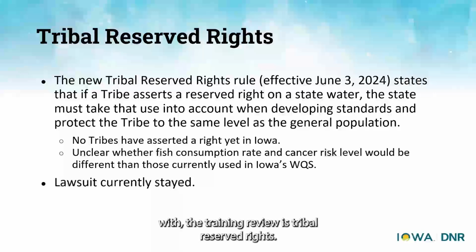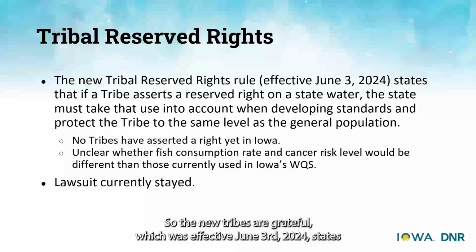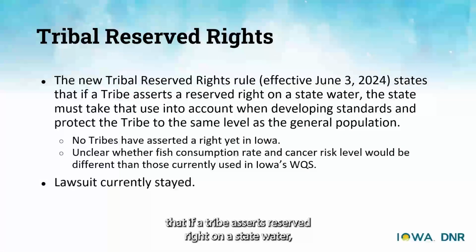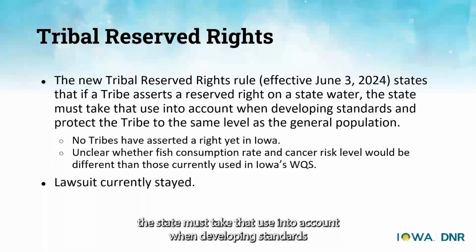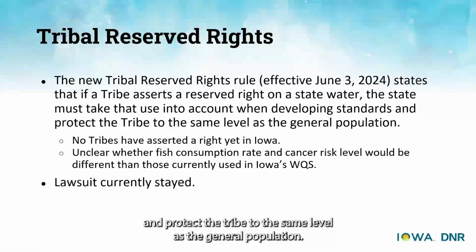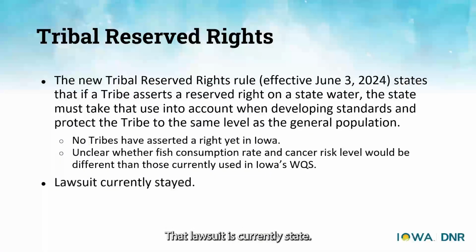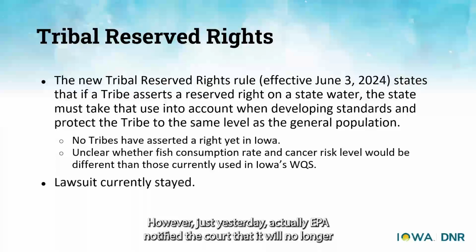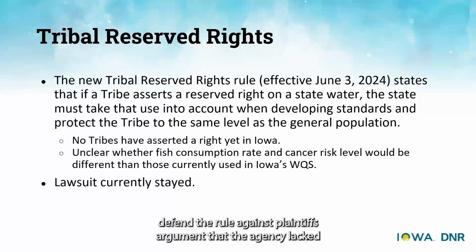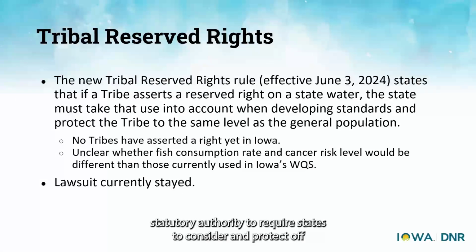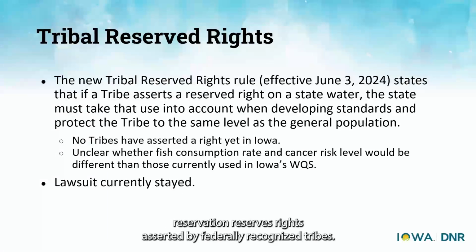So a new thing with the Triennial review is tribal reserved rights. So the new tribal reserved rights rule, which was effective June 3rd, 2024, states that if a tribe asserts a reserved right on a state water, the state must take that use into account when developing standards and protect the tribe to the same level as the general population. Iowa joined a lawsuit with 7 other states. That lawsuit is currently stayed. However, just yesterday, actually, EPA notified the court that it will no longer defend the rule against plaintiffs' argument that the agency lacks statutory authority to require states to consider and protect off-reservation reserved rights asserted by federally recognized tribes.